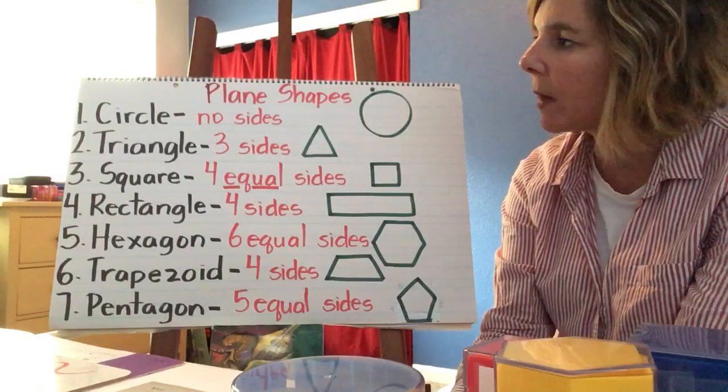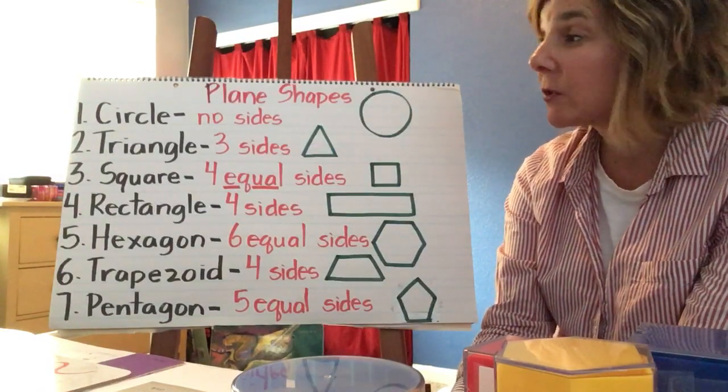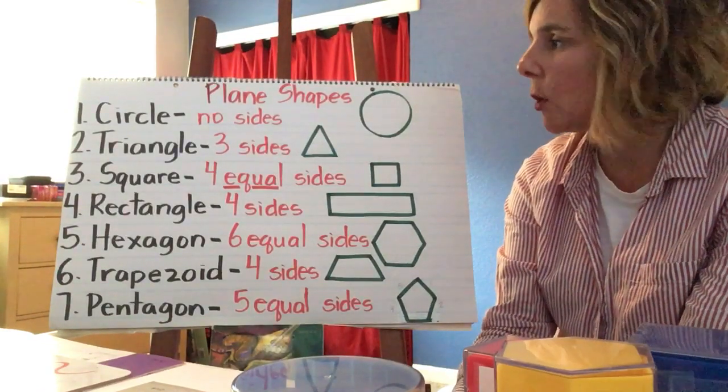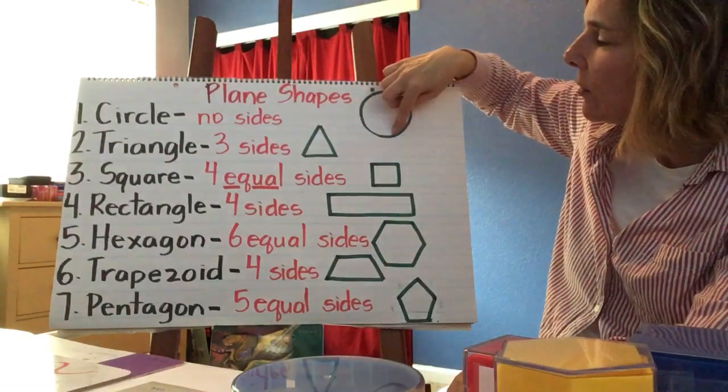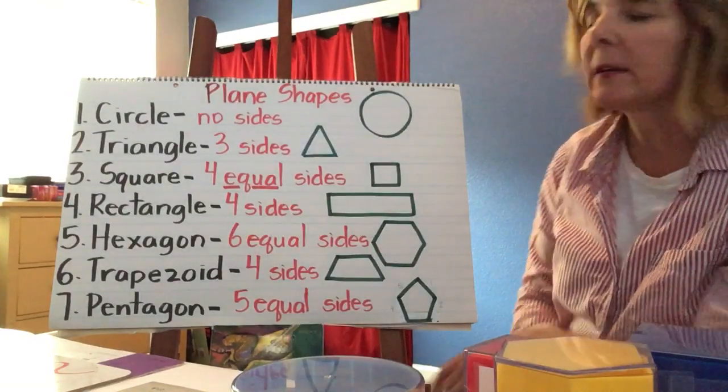Let's start with number one, circle. A circle can be described as a shape with no sides. Let's look at my green circle over here. I use a curved line to make my circle.